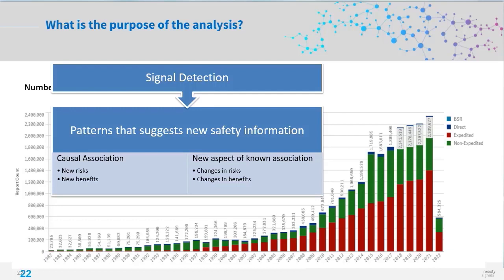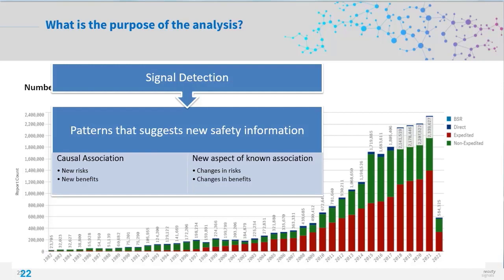A new potential causal association can be a new unlabeled adverse event for the drug, or a relationship that was previously unknown or incompletely documented. And a new aspect of a known association can be an observed increase in the frequency of a labeled event, or an increase in severity. Or it can be a newly identified at-risk population that was not identified before.